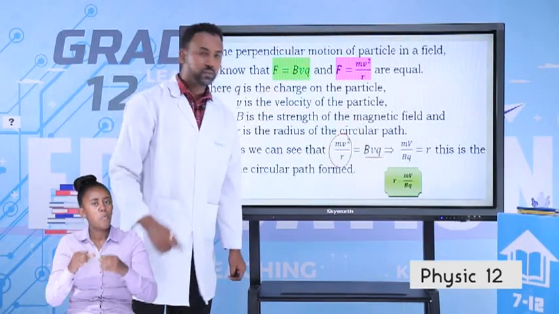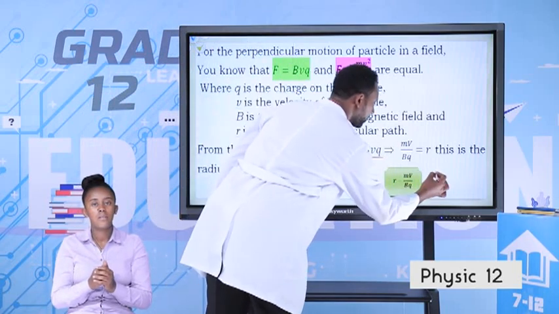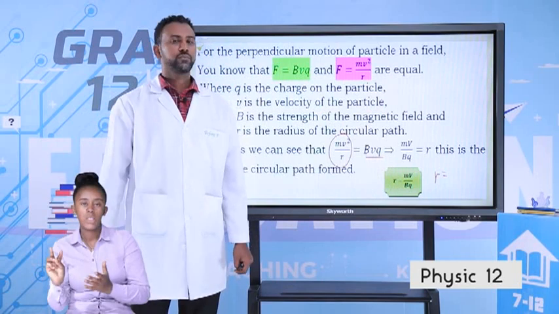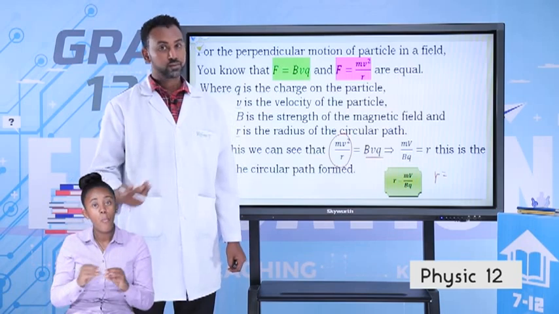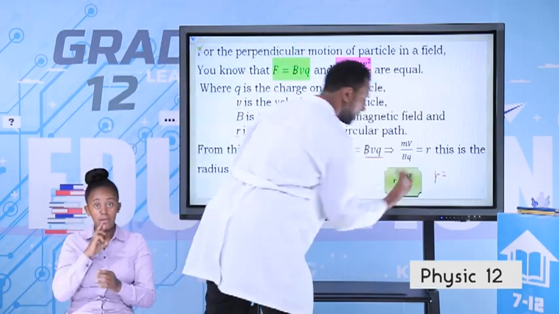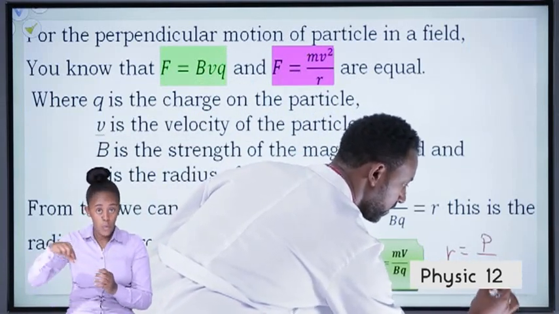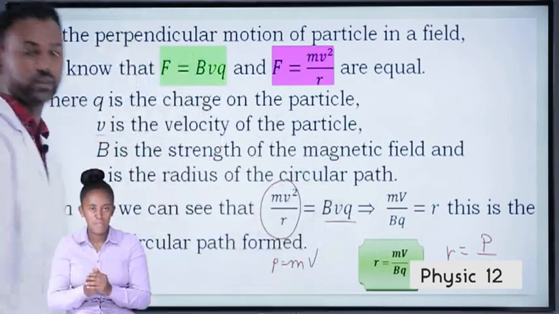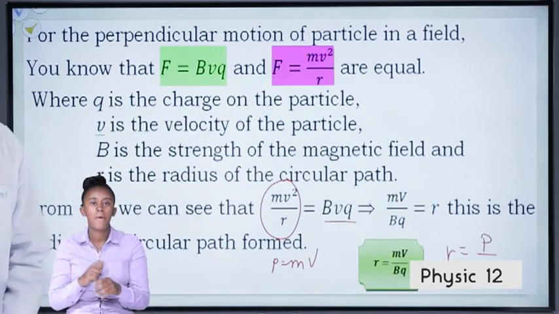Students, by the way, sometimes it's possible to find another expression for radius r. Let me ask you, what is the product of mass and velocity? I hope in grade 11 you have learned this as momentum. Momentum is the product of mass times velocity. Therefore, it's possible to find radius r as momentum p over bq, where momentum p is mass times velocity v. Let's proceed and try to determine the period.